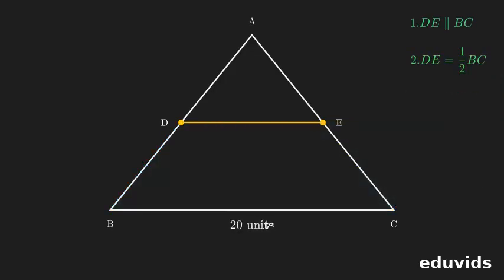Consider a triangle with base BC measuring 20 units. Based on this theorem, the midpoint segment DE must be exactly 10 units long.